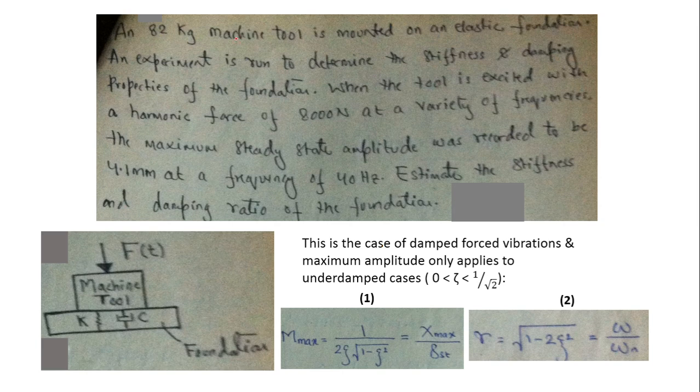We move on to the second problem. An 82 kilogram machine tool is mounted on an elastic foundation. An experiment is run to determine the stiffness and damping properties of the foundation. When the tool is excited with a harmonic force of 8000 Newton at a variety of frequencies, the maximum steady state amplitude was recorded to be 4.1 millimeters at a frequency of 40 Hz. So estimate the stiffness and damping of the foundation.